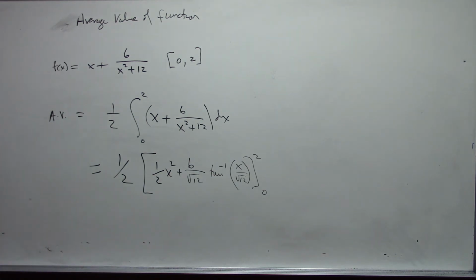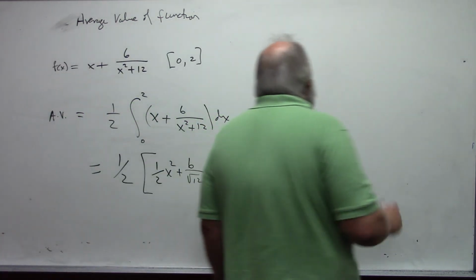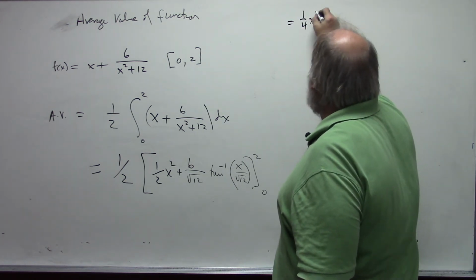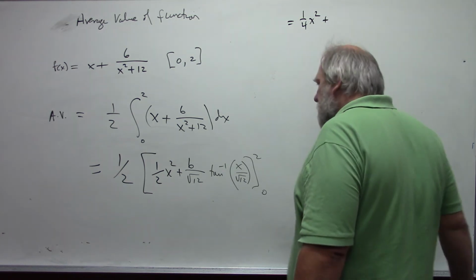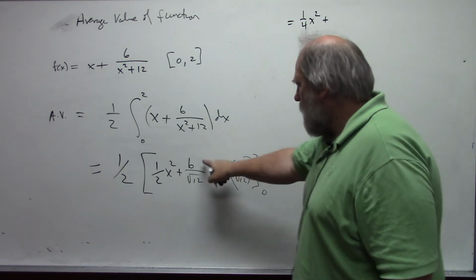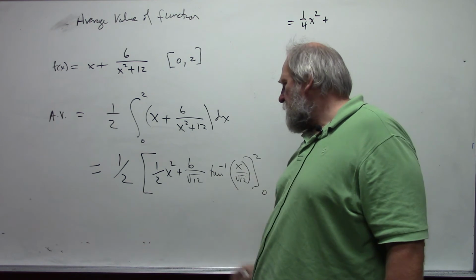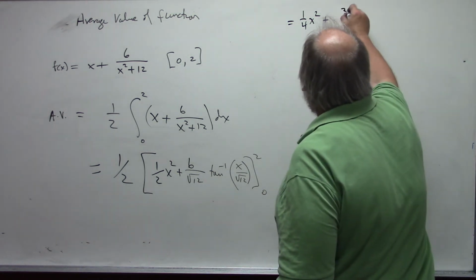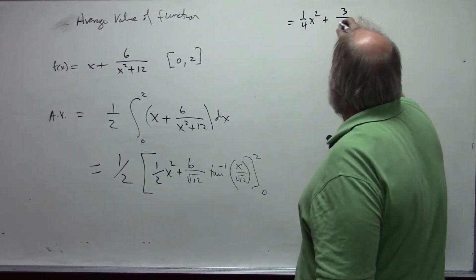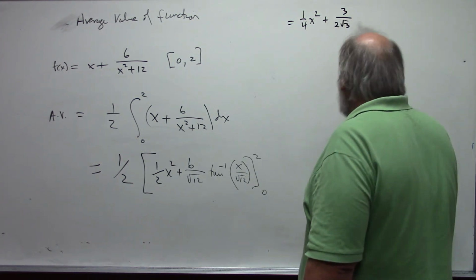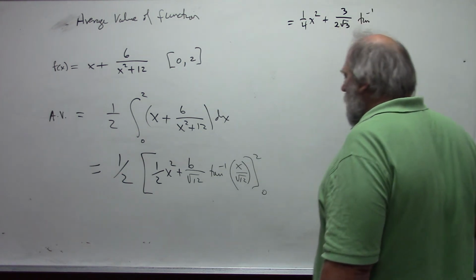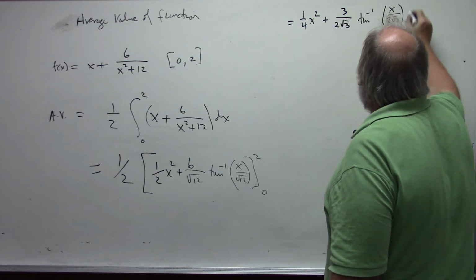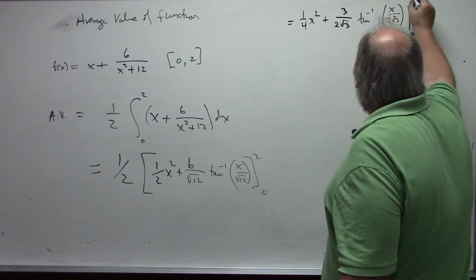So let me simplify this a little bit before I actually find the value. This becomes 1/4 x squared plus 3 over the square root of 12. The square root of 12 is 2 square roots of 3. So it becomes 3 over 2 square roots of 3. I'm going to leave it like that. Arctan of x over 2 square roots of 3. And again, evaluated from 0 to 2.